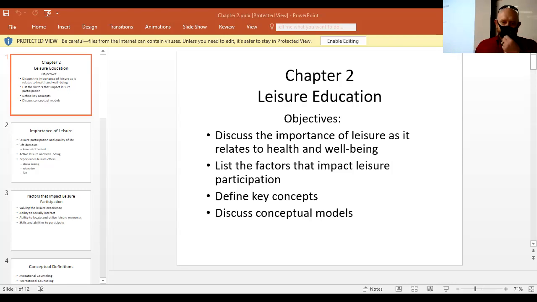Okay, leisure resources. What activity opportunities are out there? What are the person's personal resources? Again, do they have a car? Are they able to drive? Do they have money to pay the entry fee to get into these places?